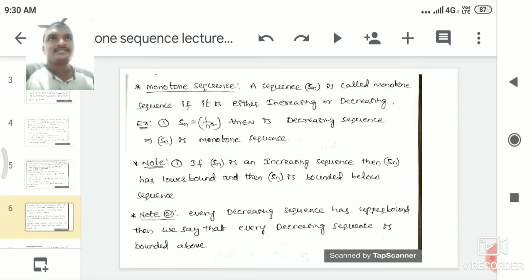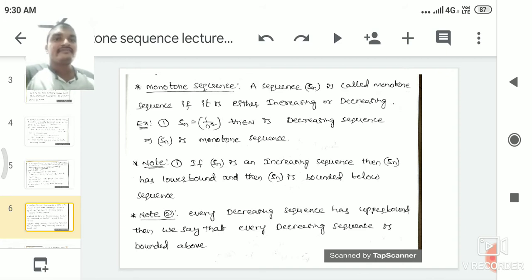In a constant sequence, the constant value is a lower bound for the sequence and also an upper bound for the sequence. That means every constant sequence is a bounded sequence. What is the definition of a bounded sequence? If a sequence has a lower bound and an upper bound, or a sequence is bounded below and bounded above, then we say that the sequence is a bounded sequence.